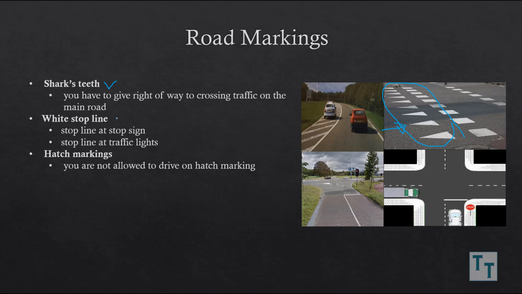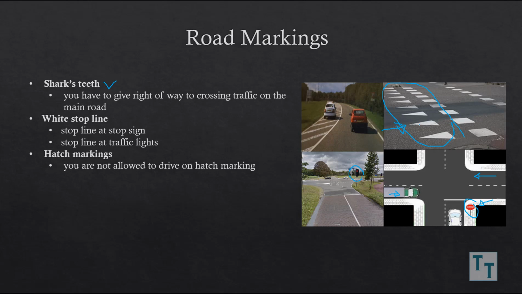White stop line. You can find white stop line alongside the stop sign and traffic light. The drivers behind the white stop line have to give right of the way to the drivers on the main road. When you approach white stop line alongside the board, this means you are approaching the junction from a side road. This is similar to the shark teeth, but there is only one difference.